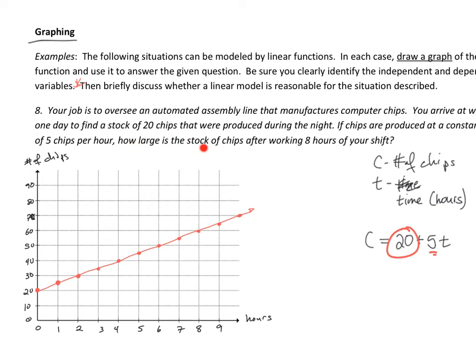How large is the stock of chips after working 8 hours? So if I find 8 hours on my independent axis, the x-axis, and I follow it up, how many chips do we have? Well, if we just follow this back over here, the number of chips at this point is 60 chips.